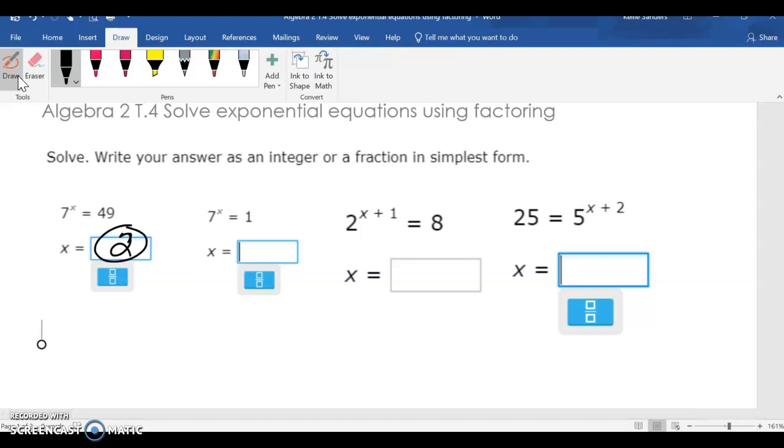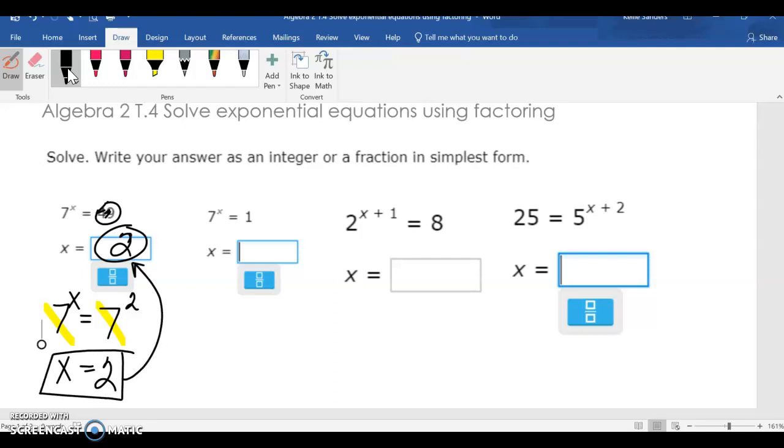But let me do it maybe a different way for most of these other ones. Let's keep the 7^x because 7 is broken down into lowest base. And how could I rewrite 49? Well, we should know that 7 squared is the same thing as 49. And so if our bases are the same, I can cancel those out. And I'm left with x equals 2. And that's why that is.